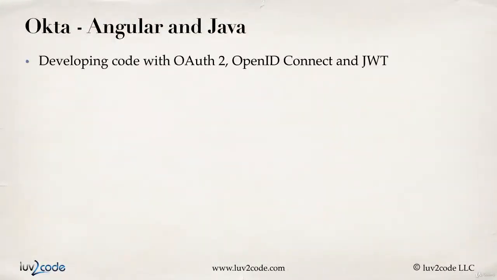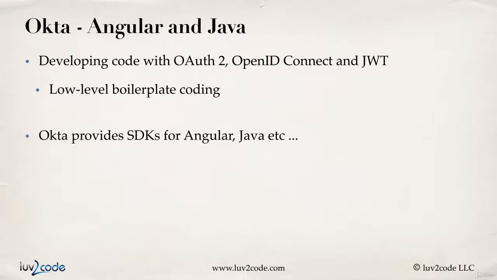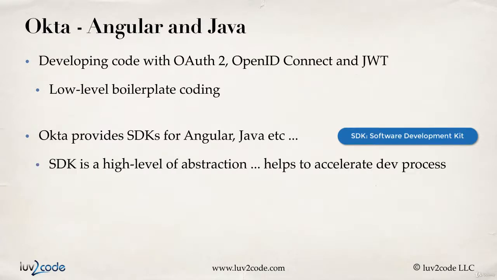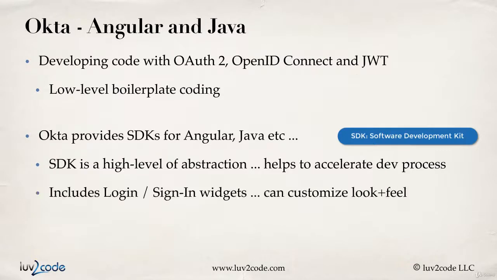Also, when you develop applications using OAuth2, OpenID Connect, JSON Web Tokens, and so forth, if you do it yourself, there's a lot of low-level boilerplate coding that you have to create. But Okta provides SDKs for Angular, Java, and other programming languages. These SDKs provide a high level of abstraction and help to accelerate the development process. It also provides the login widgets that I mentioned earlier, where you can customize the look and feel, add your own color scheme, your own CSS, logos, and so forth. And we'll see how to do this for our project coming up.